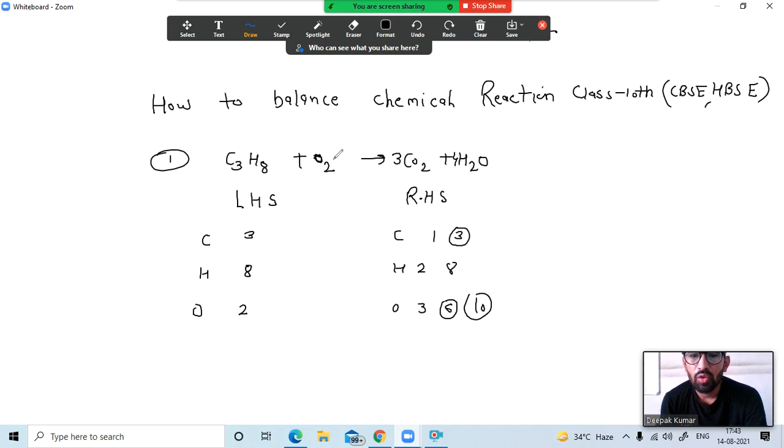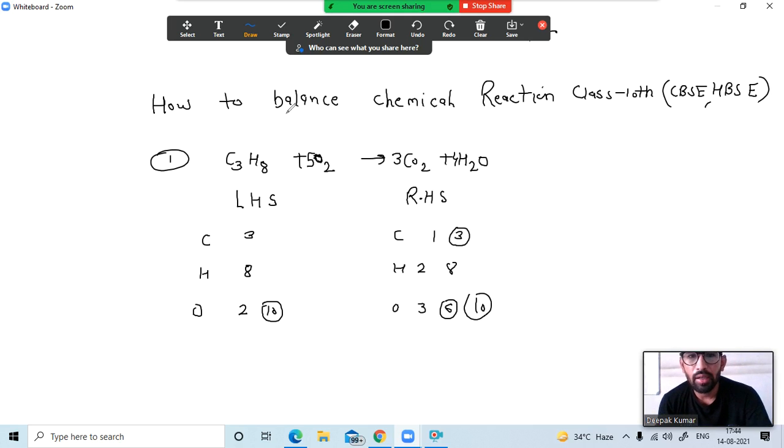Then what will you do? You multiply with 5. When you multiply with 5, there is 10. Now your oxygen is 10. Now check whether the reaction is balanced or not. On the left hand side the carbon is 3 and on the right hand side your carbon is 3. On the left hand side hydrogen is 8 and on the right hand side your hydrogen is 8, and your oxygen on the left hand side is 10 and on the right hand side your oxygen is 10. Now you understand that the reaction is balanced.